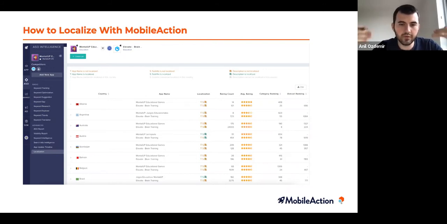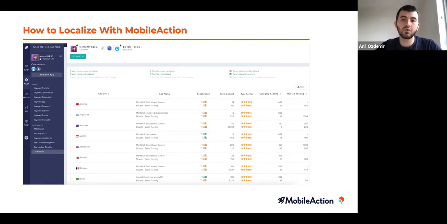You can look into which countries they are targeting. Here we compare Mental App with Elevate. On the left-hand side column, all the countries are written down, and you can see our app titles on the right-hand side and the localization in the localization column. All countries where your app or your competitor's app are localized are painted green. If your competitor's title is localized, a T is written here, S is for subtitle, and to the right of it is the description.